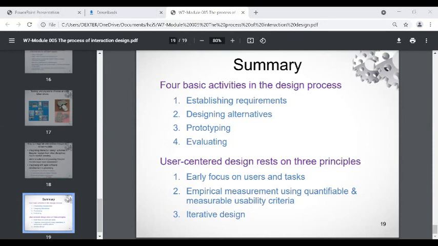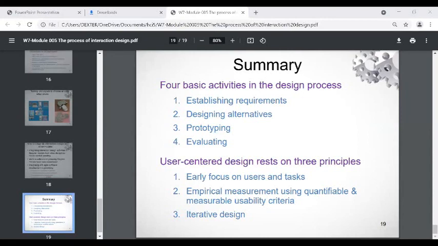Again, different design disciplines follow different approaches, but they have common characteristics, such as the double diamond design. It's important to have a good understanding of the problem space before trying to build anything. The interaction design process consists of 4 basic activities.